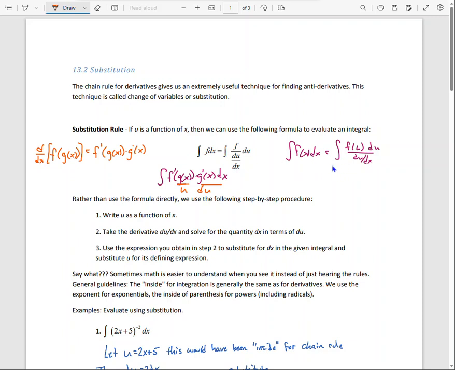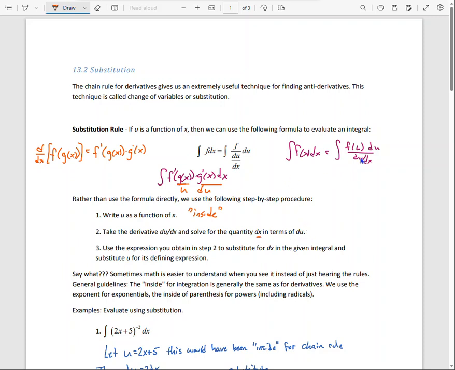This formula is not much better, and this kind of outlines exactly how it relates to our chain rule. The chain rule for derivatives, right? Undoing the chain rule. So we're going to write u as a function of x, and we think of this as our inside, right? Whatever we would have used as an inside in a chain rule for derivatives, that's what we want to make our u. Now we're going to take the derivative and solve for dx in terms of du.